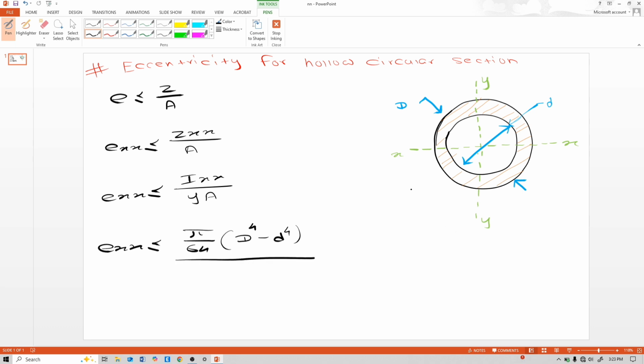So we had considered the xx section. So this y is nothing but the distance from that xx section to the outer fiber. That means this. So this diameter is capital D, so this is capital D by 2, that is y. And area is pi by 4 into capital D square minus small d square.